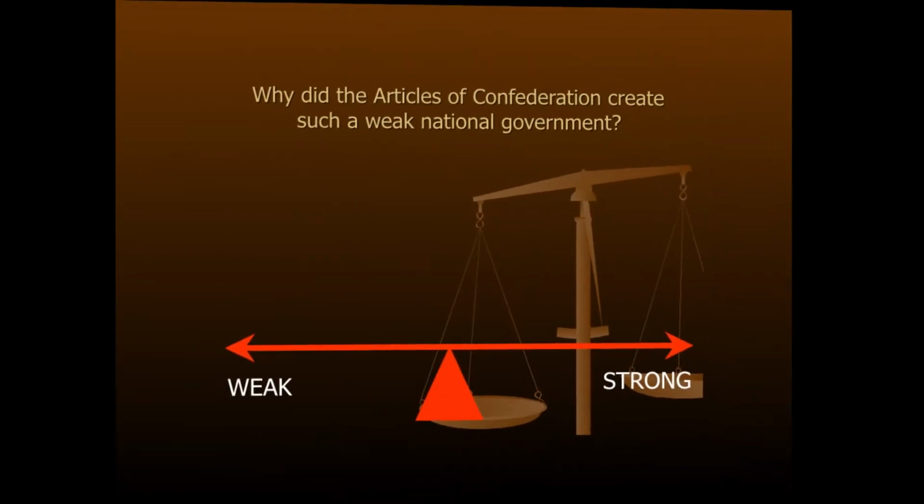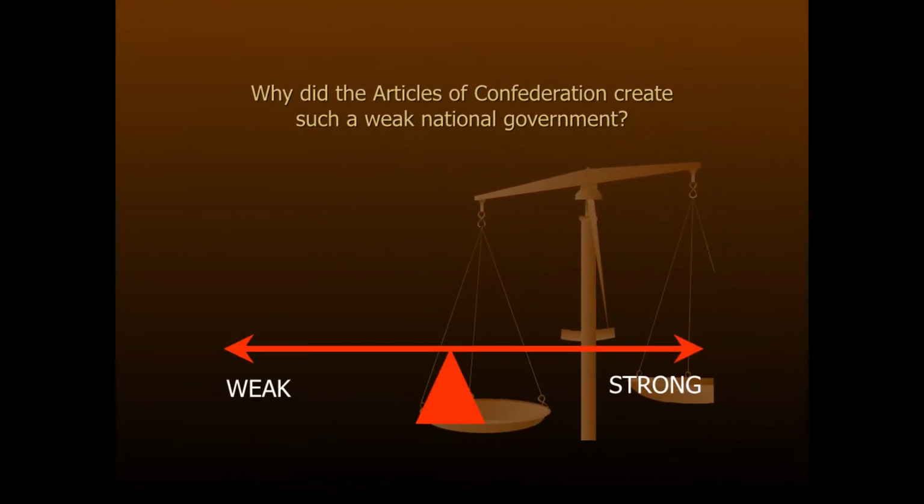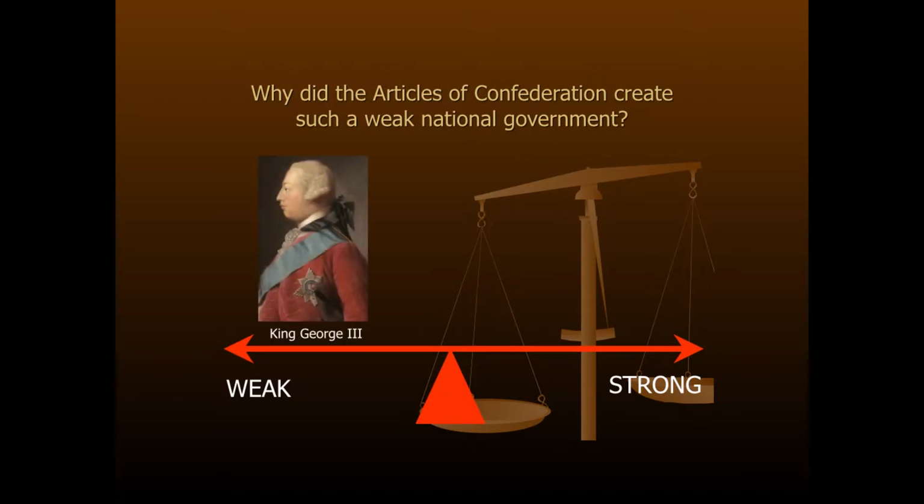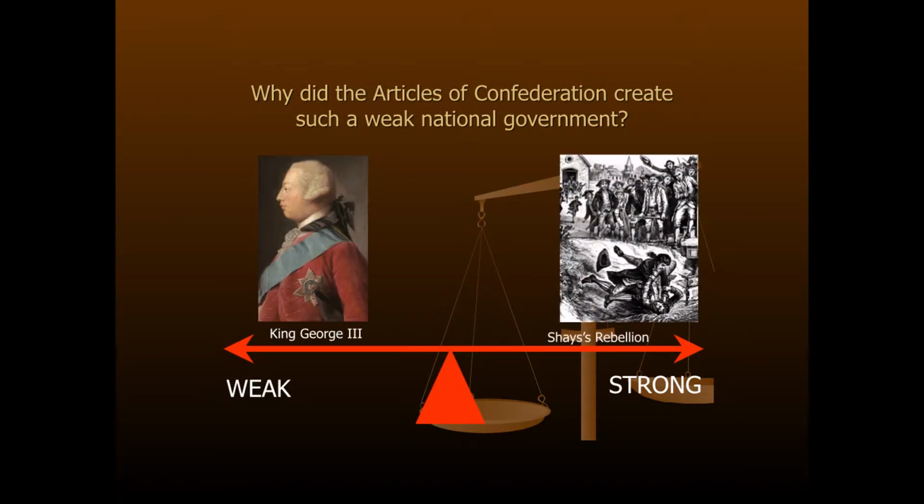So we know that when we look at why the Articles of Confederation created such a weak national government, well, first and foremost, we were afraid of King George III. We didn't want another monarch. In order to do that, we wanted to have a strong set of states because we were afraid of not only a strong executive, but a strong national government. Shays' Rebellion shows the inherent structural weakness of any confederation, and the Articles of Confederation were inherently weak.